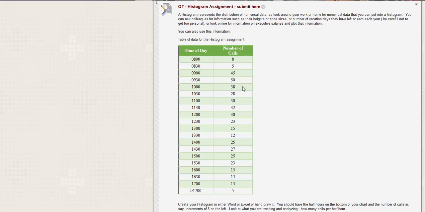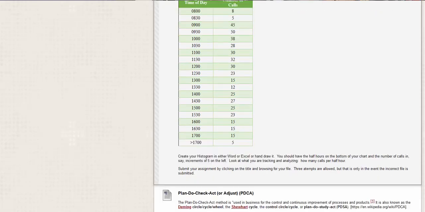So what we're tracking are the number of calls in a half hour. From 8 to 8:30, there were 8 calls. From 8:30 to 9, there were 5. Then it kind of picked up. See how it kind of peaked here, 45 and 50, then down to 30, down a little bit, up, down, up. Okay. So what you want to do, and I think I told you right here.